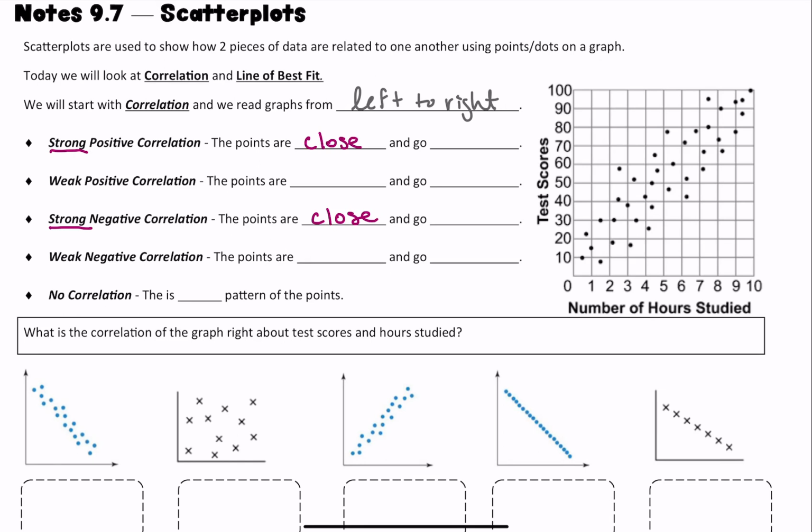If we have weak, like we see in these two, that means they're spread, or if you want to write spread out, that's fine too. Maybe I should write spread out. If something is positive, so in these two pieces, it goes up. So a strong positive correlation means points are close and they go up. If it's a weak positive correlation, the points are spread out and go up.